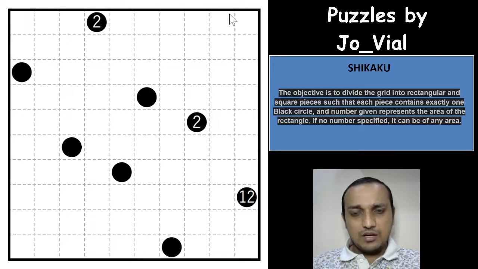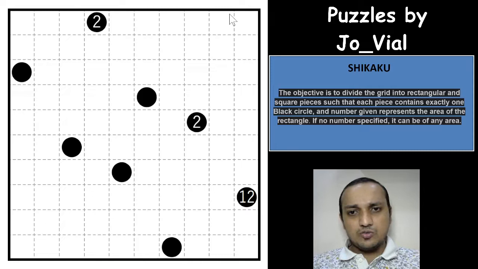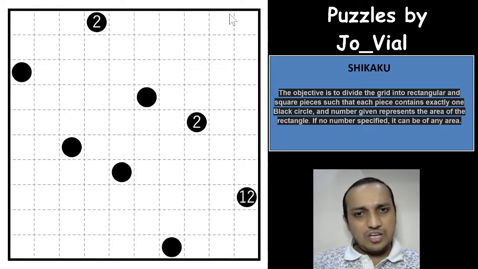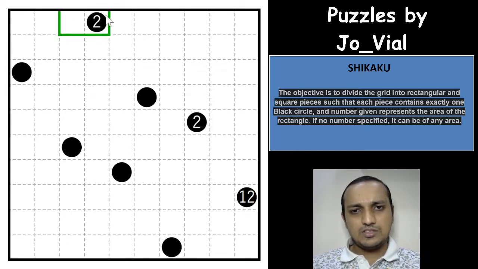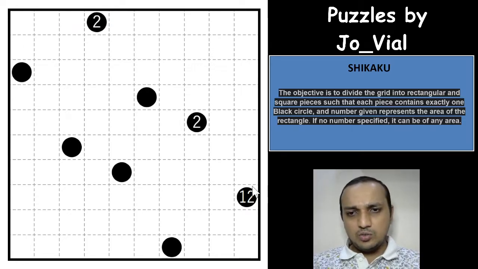And if a number is indicated on the black circle, the area of the rectangle or the square will have to be of the same number. So if it is a 2 here, it will have to be either this way or this way, or one more way is this way. So it will have only two cells. If this is a 12, it can have many other ways. You can have 6 into 2 or 3 into 4, 4 into 3, 2 into 6 of any area. So that is what the rule says.